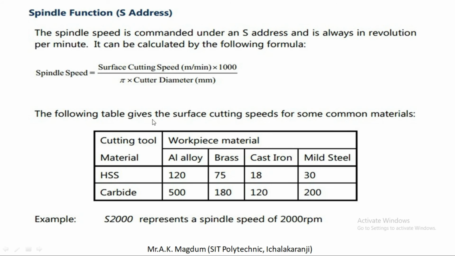Then there are some standard materials having a common cutting speed, which are mentioned in this table also: HSS, Al alloy, brass, cast iron. There are different work materials, and the common cutting speeds are defined for each. The best example of this address is that S2000 represents a spindle speed of 2000 RPM. Meaning we use the S2000 word in the program and easily get 2000 RPM of the spindle at the time of machining.